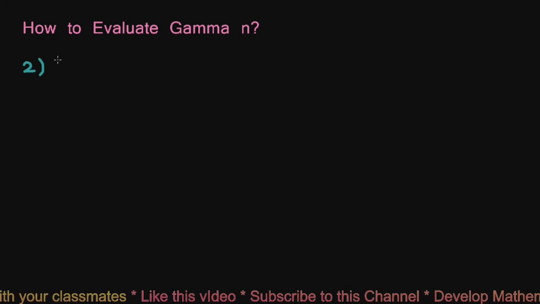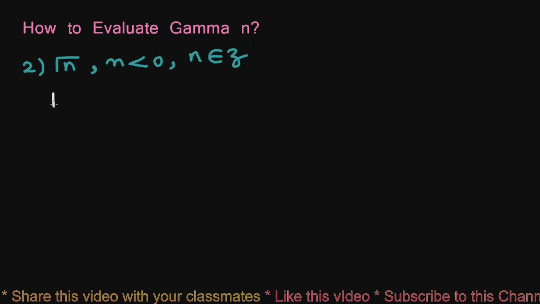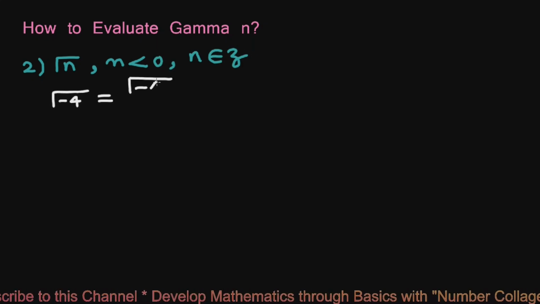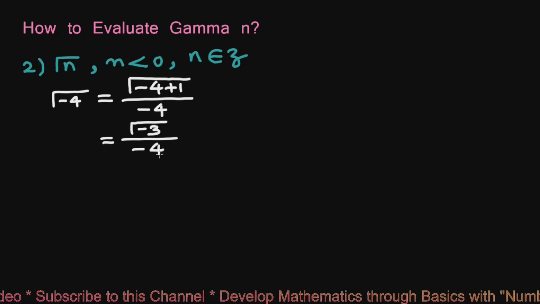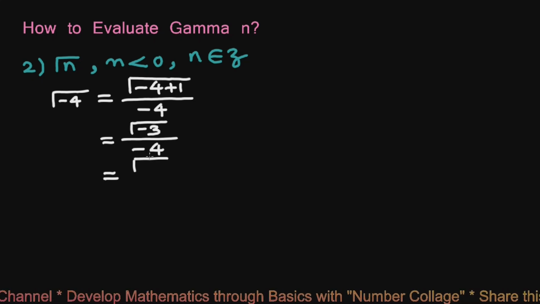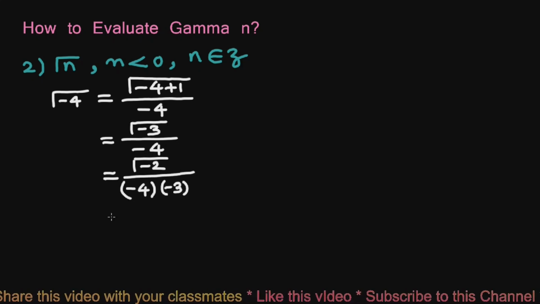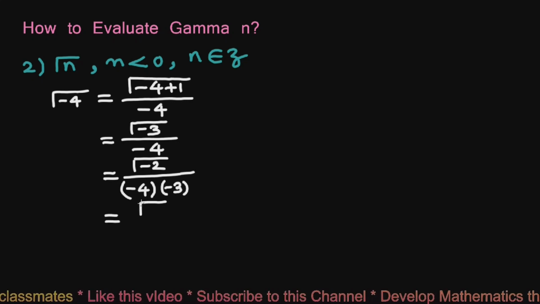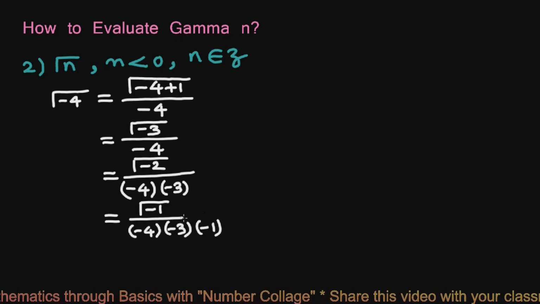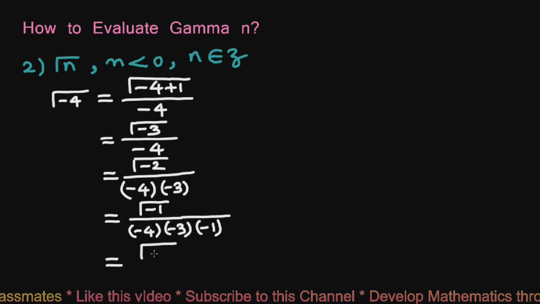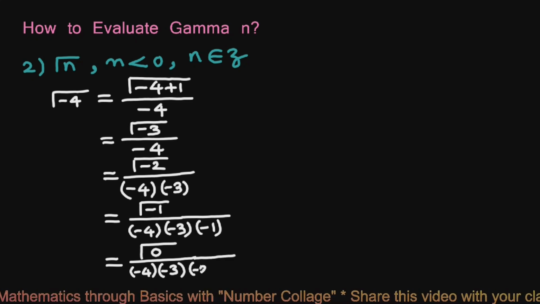Secondly, we will see what will be gamma n when n is a negative integer. For example, gamma minus 4 will be gamma minus 4 plus 1 upon minus 4. That will be gamma minus 3 upon minus 4. That will be further gamma minus 3 plus 1, that is gamma minus 2 upon minus 4 into minus 3. That further will be gamma minus 2 plus 1, gamma minus 1 upon minus 4 into minus 3 into minus 2, which will be gamma minus 1 plus 1, that is gamma 0 upon minus 4 into minus 3 into minus 2 into minus 1.